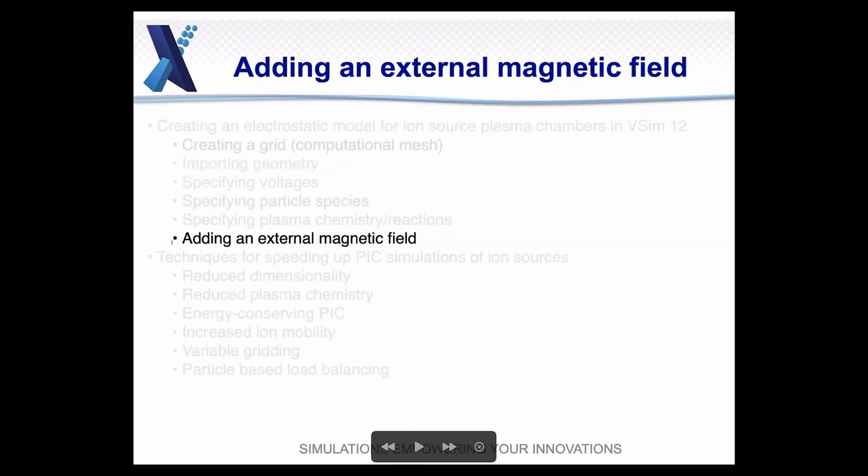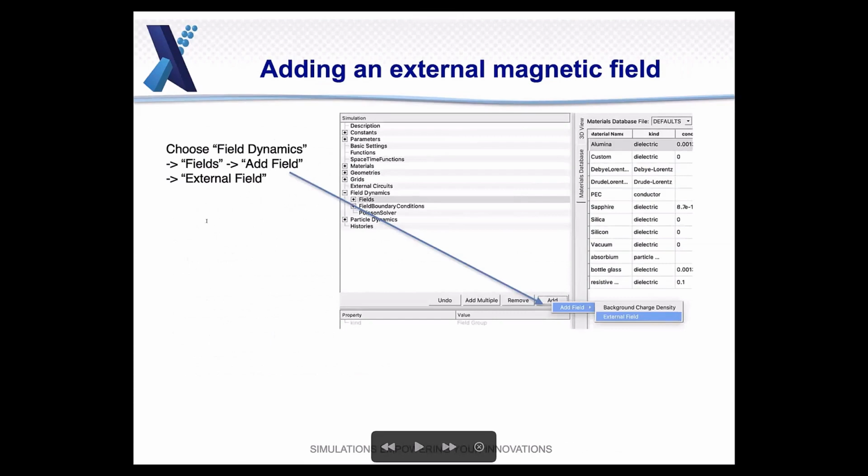Finally, all of these ion sources have an external magnetic field. Sometimes that's used to heat the plasma, but also to confine the electrons. The problem is that the electrons want to go off to the walls, and you want to keep them in the plasma so that they start to ionize the gas and keep the plasma sustained. So adding a magnetic field in VSim 12 is very easy.